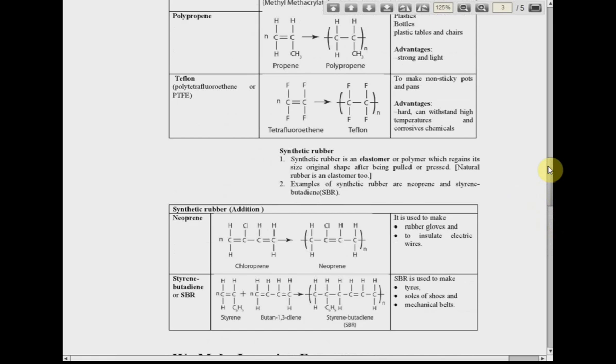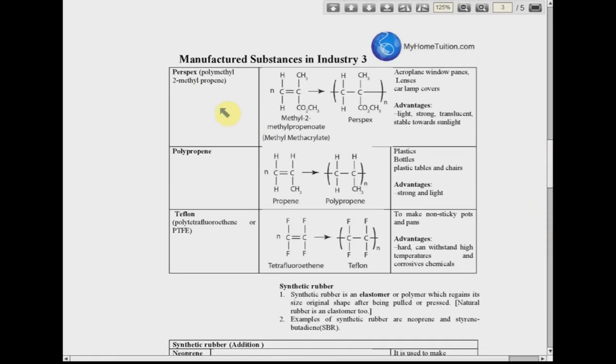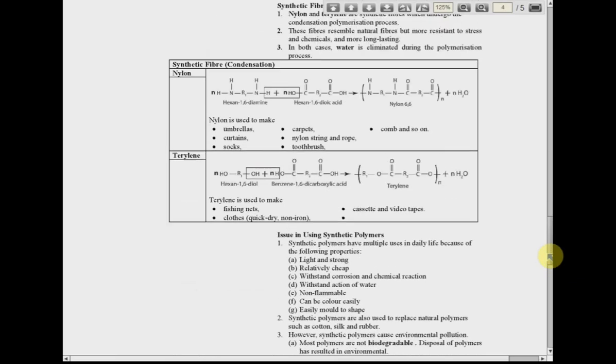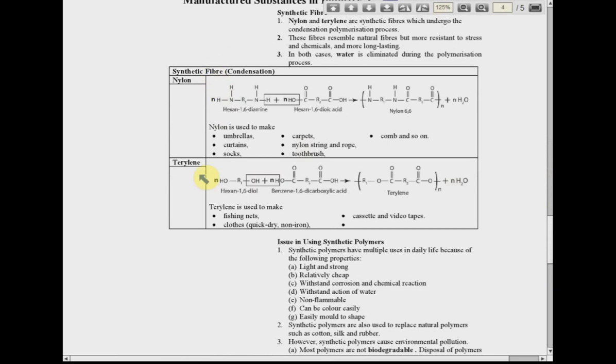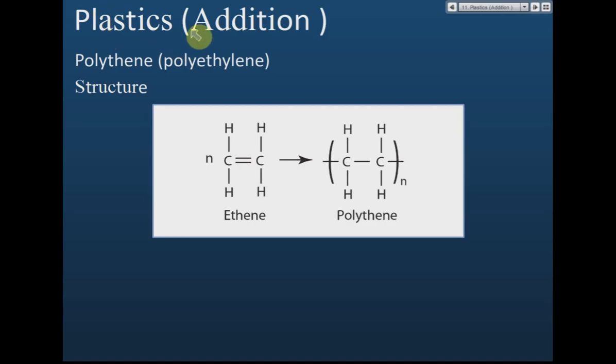they give you a list of polymers, and they ask which of the following is produced by polymerization by addition. Then you should know that it is Perspex, polypropene and Teflon. But synthetic fibers like nylon and Terylene are produced through condensation. So for plastic, polyethylene is produced by addition reactions. The monomer is ethene, and this is the polymer, polyethylene.